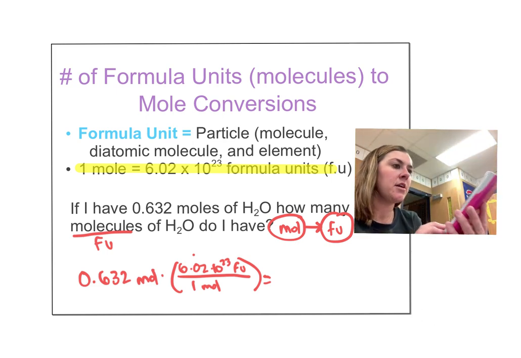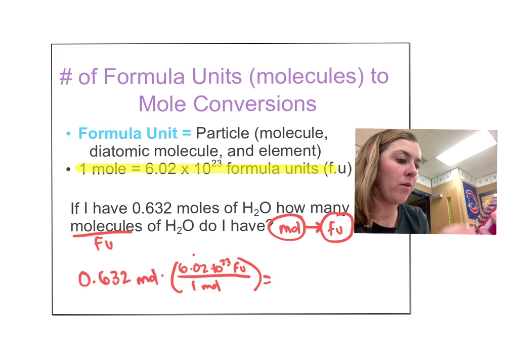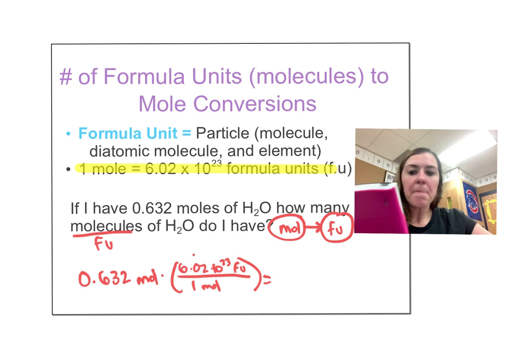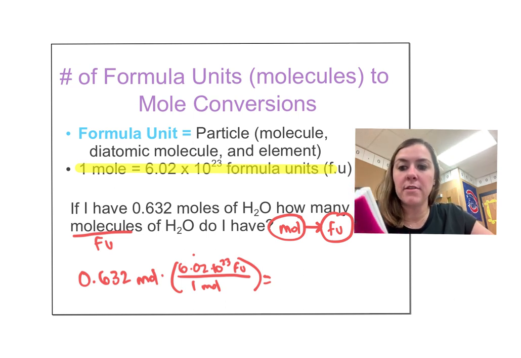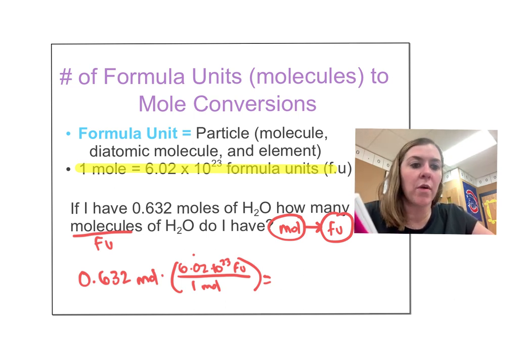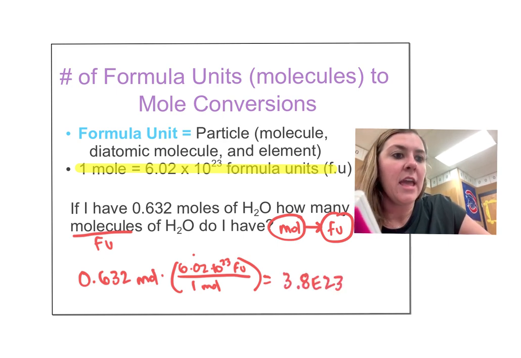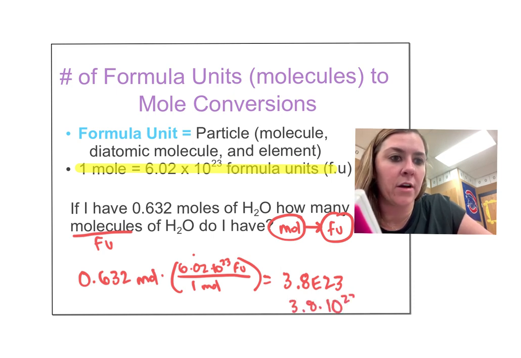I hit enter, and then I divide that answer by 1 because that's the bottom of my fraction, and my calculator says 3.80464E23. What that means, so in my calculator I'll round that first number, 3.8E23 is the same as 3.8 times 10 to the power of 23, and my unit is FU, or you can put the word molecule.